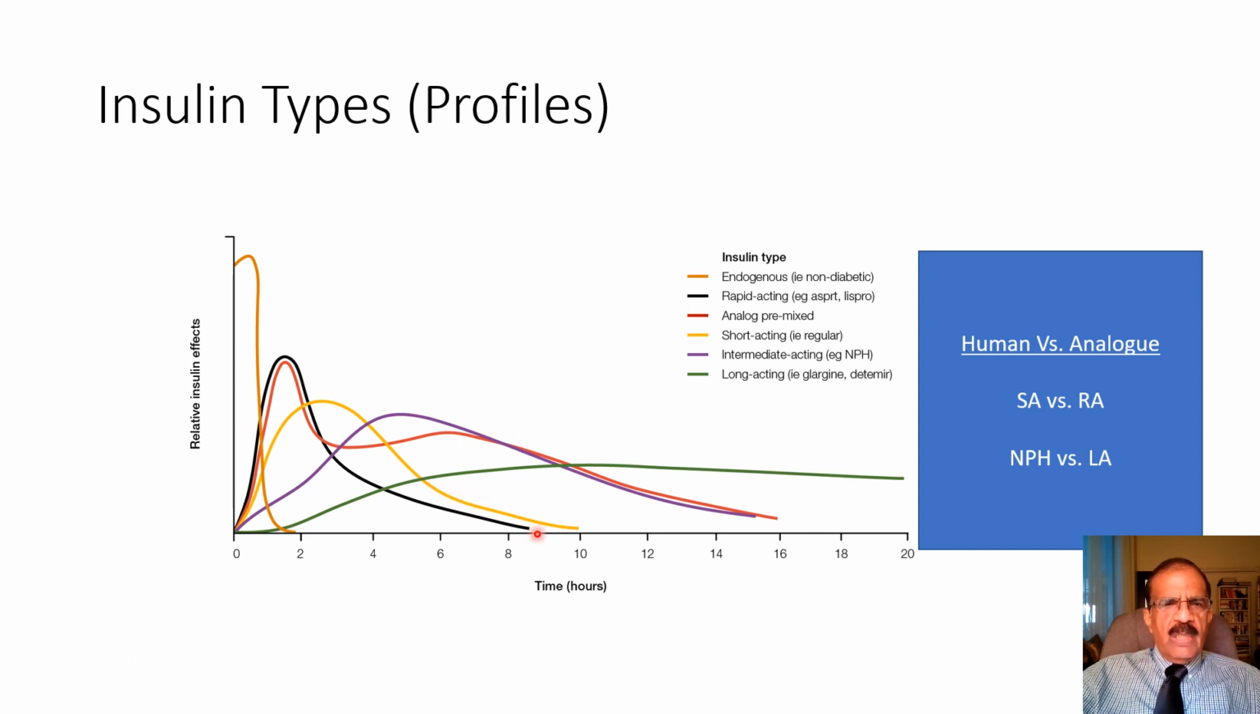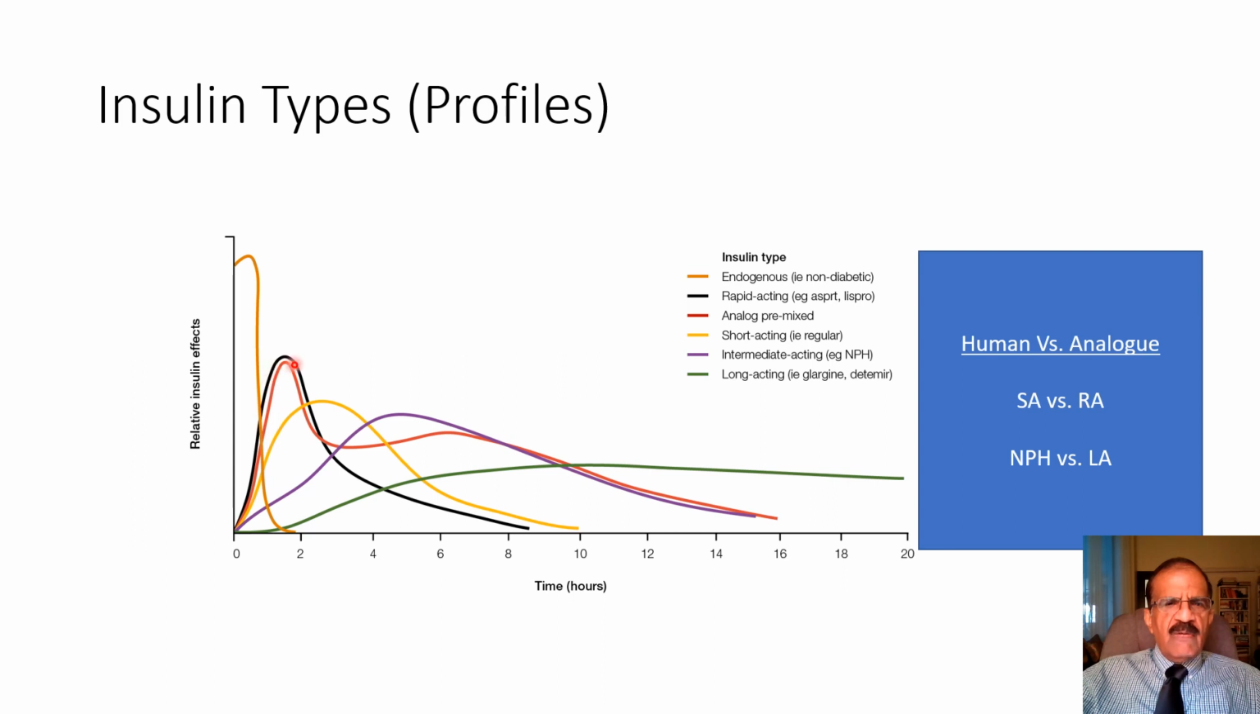This one is short acting, regular human insulin. Note down that if it is injected here, it will take 30 minutes before the action starts, and then the effect lasts for up to 6 hours. Up to this level, it tapers off further slowly, and it could take up to 10 hours before the effect is finished.